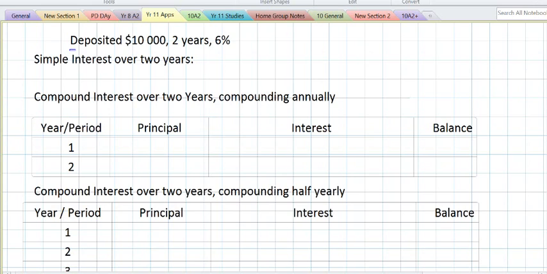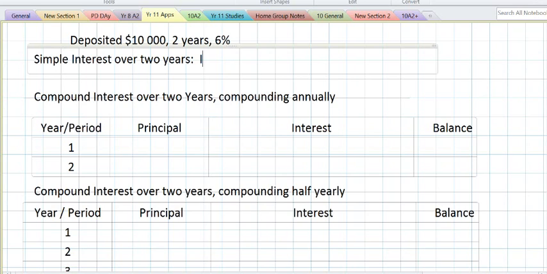Alright. So let's say we deposit $10,000 for 2 years at 6%. Now, if we were looking at only simple interest, how do we calculate how much interest we earn? 10,000 times 2 times 0.06. Good one.